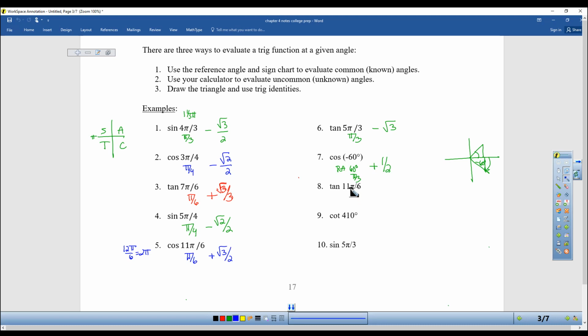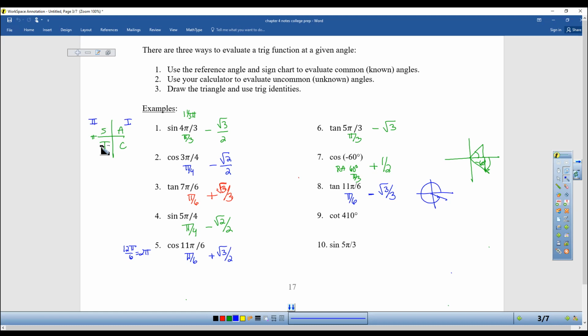Good. Another radian measure. Very easy to find the reference angle. It's pi/6. Tangent of pi/6 on my chart is square root of 3 over 3, or if you have it memorized, the two 3's make 6. And 11 pi/6, we already talked about how 12 pi/6 is just about all the way around. So 11 pi/6 is going to be right there. So it's in quadrant 4, and tangent is negative in quadrant 4.